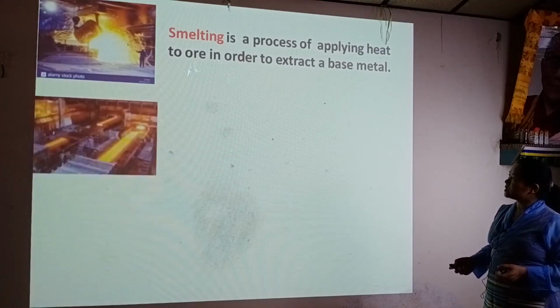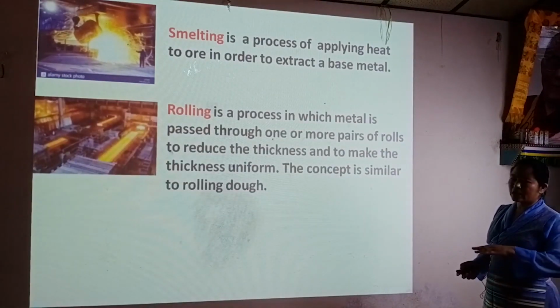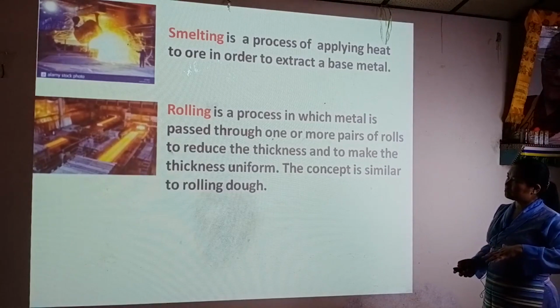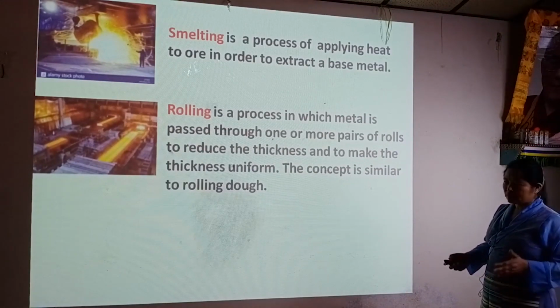And the next word is rolling mill. So rolling mill is the equipment on which the sheet of metal is given shape.